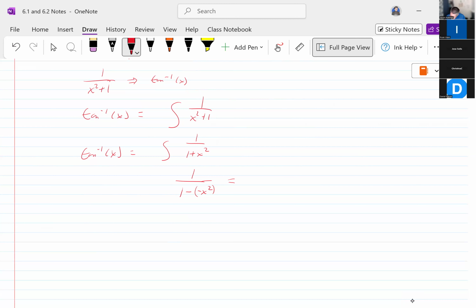Because in example 1, we said that this was equal to 1 minus x squared plus x to the 4th minus x to the 6th plus dot, dot, dot. And so if we integrate this term by term, what we're going to get is x minus 1/3 x cubed, right?